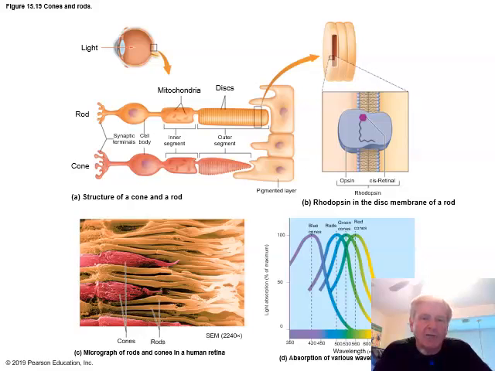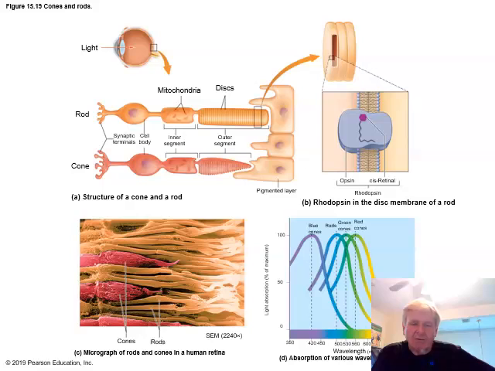Then the rods have these thousands of rod discs, which contain rhodopsin. They're layered on top of each other. There's the mitochondria in the inner segment, and then the cell bodies. Figure B is rhodopsin in the disc membranes of a rod. This is what is going to react to the light energy when it enters the eye. It will be partly responsible for producing an action potential.